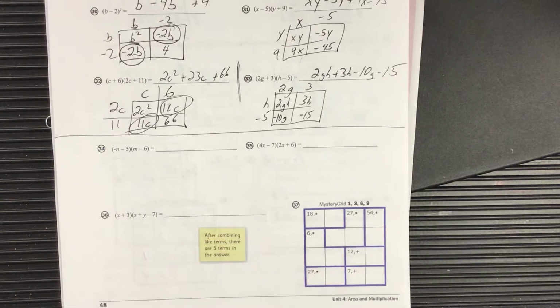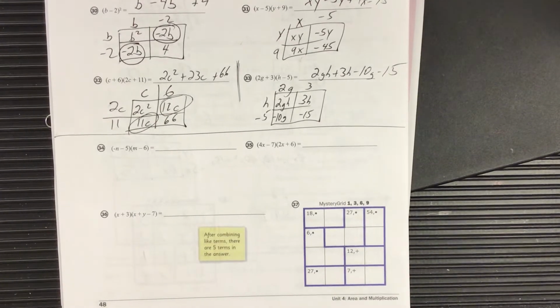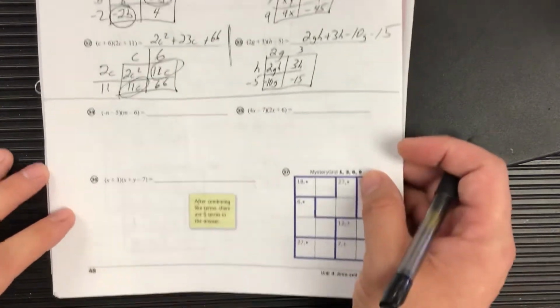All right, so we are on page 48. We're doing the second half of the review, making sure we have the correct answers here because tomorrow is our Unit 4 test. There's a lot of review questions, which is why we took 2 days to do it. We did the first 33 yesterday, so we are going to finish this first page.